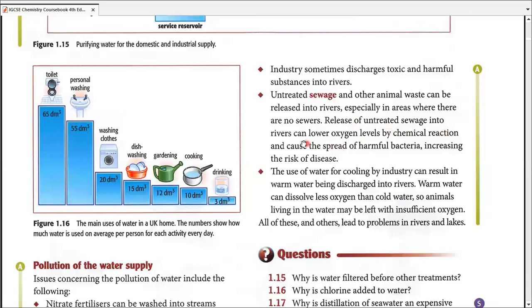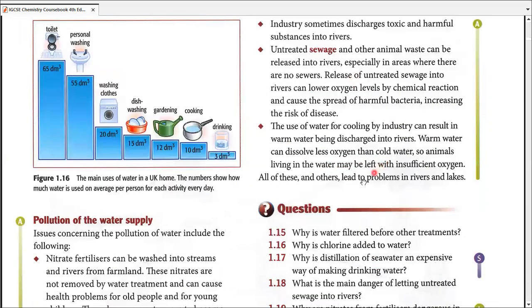Release of untreated sewage into rivers can lower oxygen levels by chemical reaction, because that oxygen will then be used by bacteria since they love to eat sewage. And it can cause the spread of harmful bacteria since they would grow, and this can increase the risk of disease.